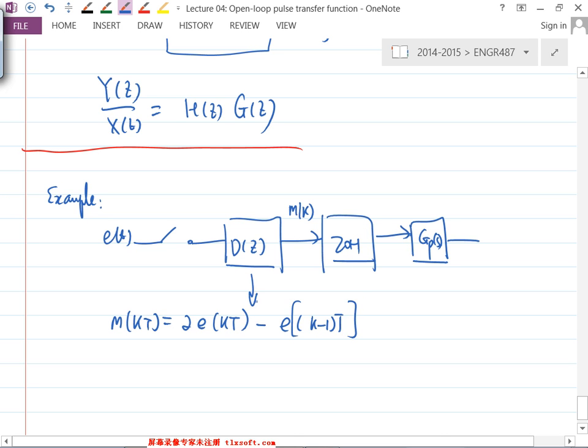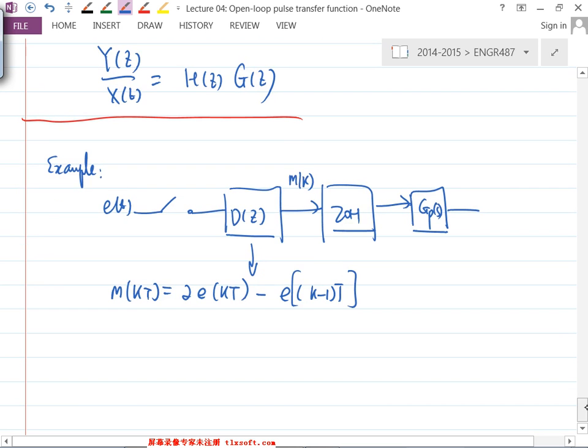So this is the D of z, that difference equation here. And this is what you're going to program into the microcontroller. And G P of s, as before, is 1 over s plus 1. Then what will be the pulse transfer function for this system? What's coming out of here is C of t. What will be the pulse transfer function of this system?